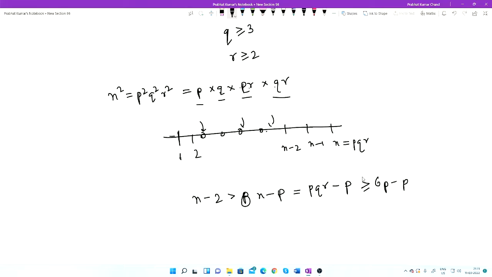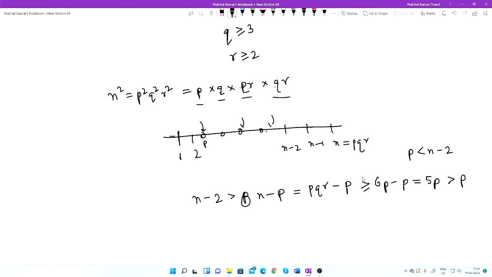the minimum values of q and r. So obviously this number will be greater because this is the minimum value possible, right? Which is 5p, which is obviously strictly greater than p. So we can see that what we have proved is that p is less than n minus 2. So p lies somewhere between 1 to n minus 2. So here can be p, right?